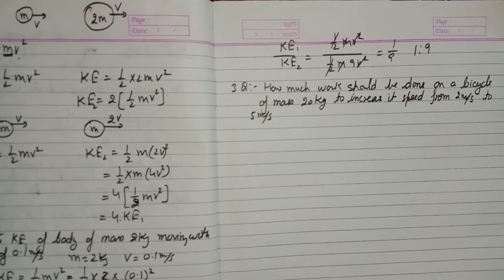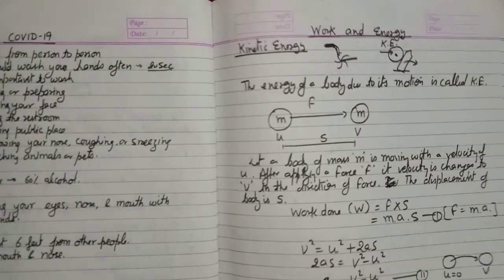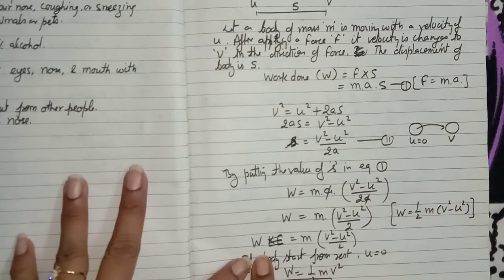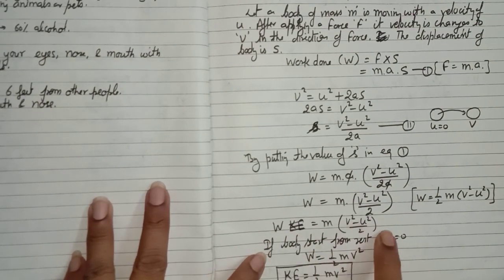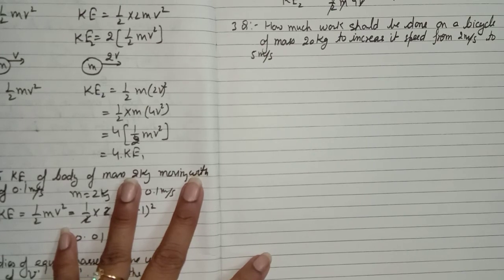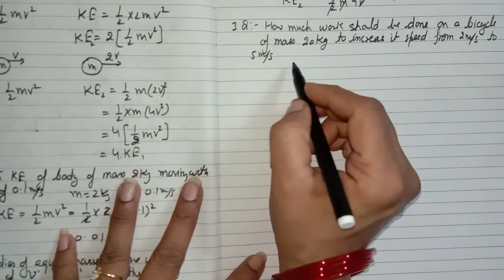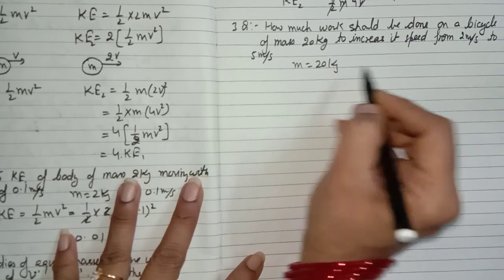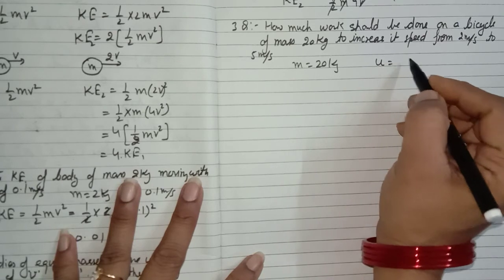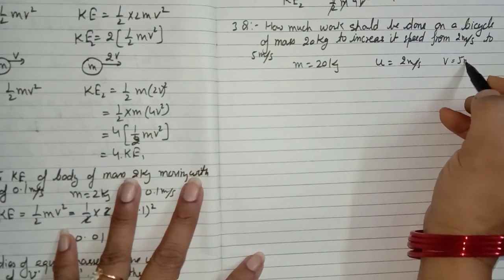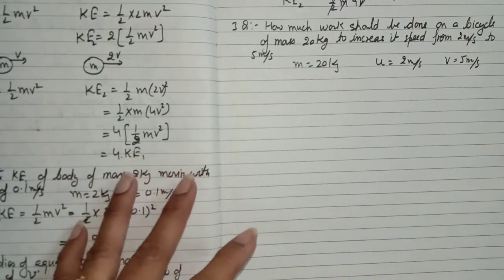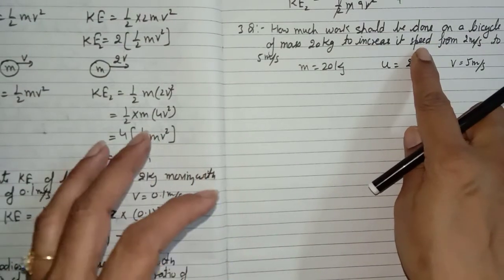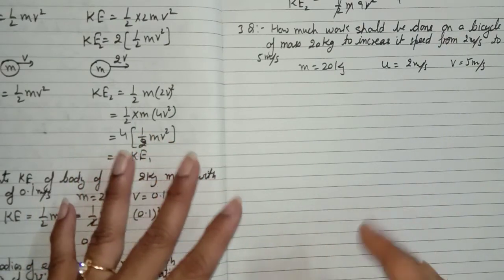So how can you find the work done if we change the velocity of the body? We derived the formula for the work done here. W is equal to 1/2 m (v² - u²). This is the formula for the work done if we change the speed of the body. So we can use this formula here. First, we have to write what is given in the question. That is, mass is equal to 20 kg. It means the initial velocity is 2 m/s, and the final is equal to 5 m/s. In these type of questions, we actually use u and v, which represent the velocity of the body. Here in this question, it is written as speed. Actually, in these type of questions, these are the same thing.